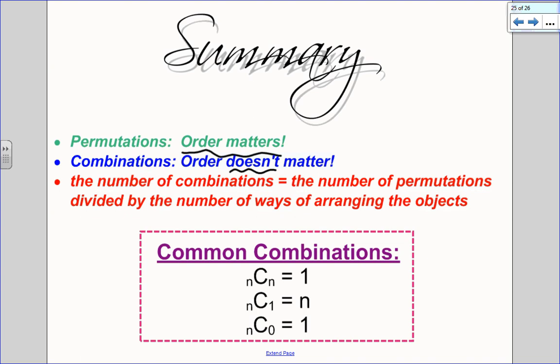So to figure out combinations, since the order doesn't matter, we take the number of permutations and divide by the ways of arranging the objects. Okay, I have just a little list here of some of the common combinations. If you have n objects and you want to take all of them, there's only one way of doing that, taking all of them. If you have n objects and you want to take one of them and order doesn't matter, there are n ways of doing that. And if there are n objects and you want to take none of them, there's only one way of doing that. Again, you can still punch things into your calculator, but this is just to save you a little bit of time.